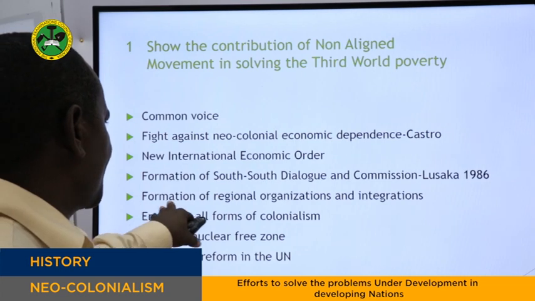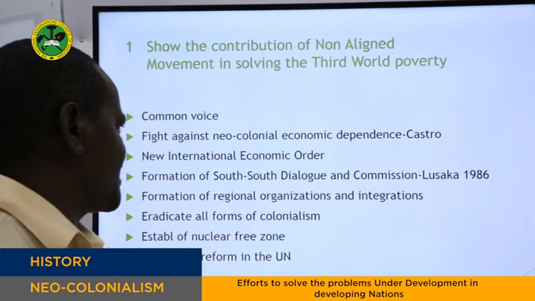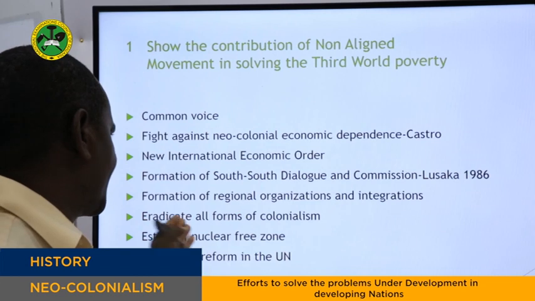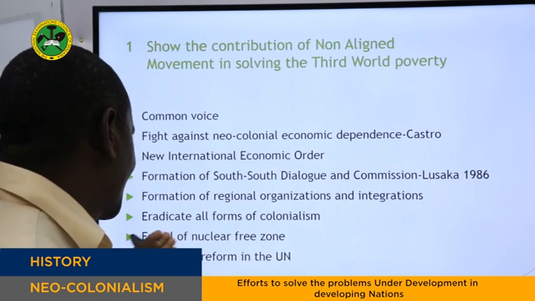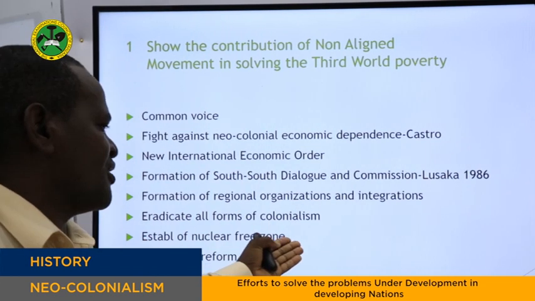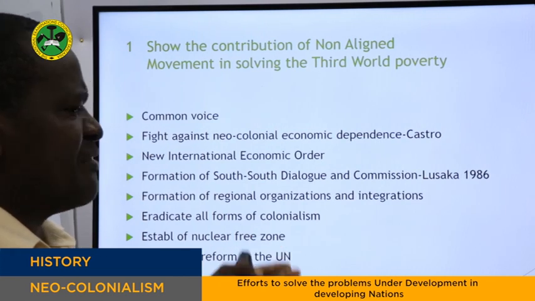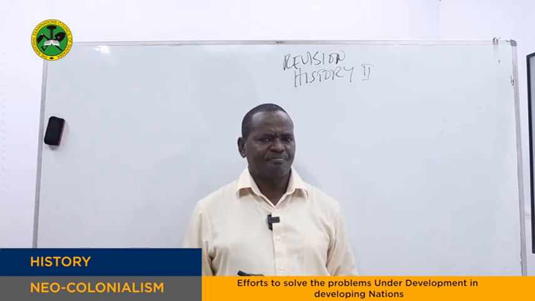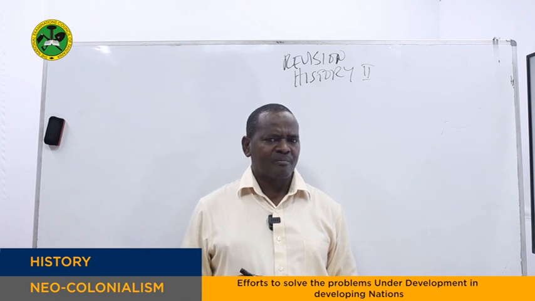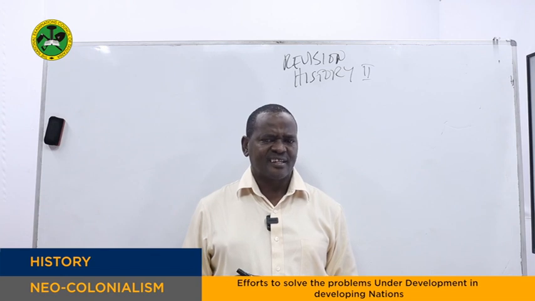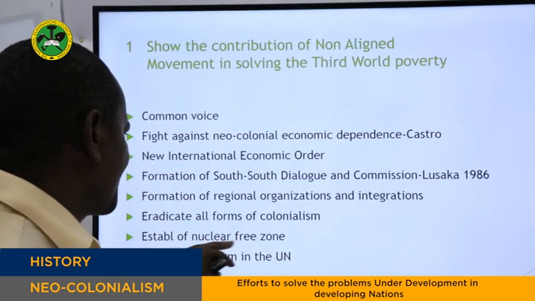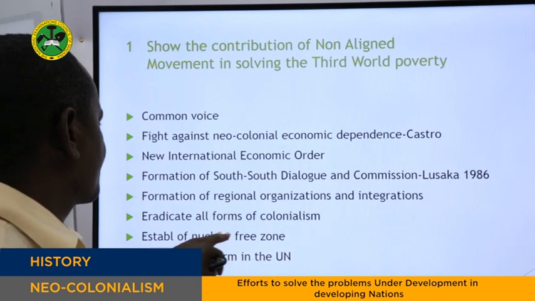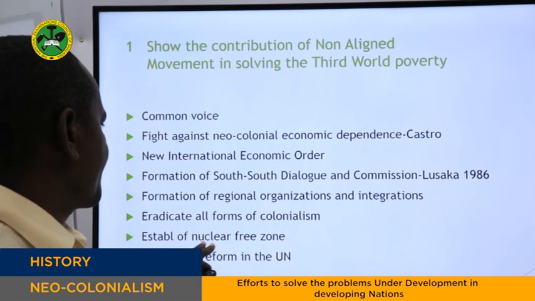Of that commission. Another thing is the formation of regional organization and integration. This, of course, we discussed already in detail. Eradication of all forms of colonialism, and also establishment of nuclear-free zones. Remember, among the things which affect development of human beings is the spread of nuclear weapons. We said earlier, not only that a lot of money is spent, but also during the testing of those nuclear weapons, people are affected, living organisms are affected, and so on. So that is another very important contribution of the non-aligned movement in solving the problem of third world countries.